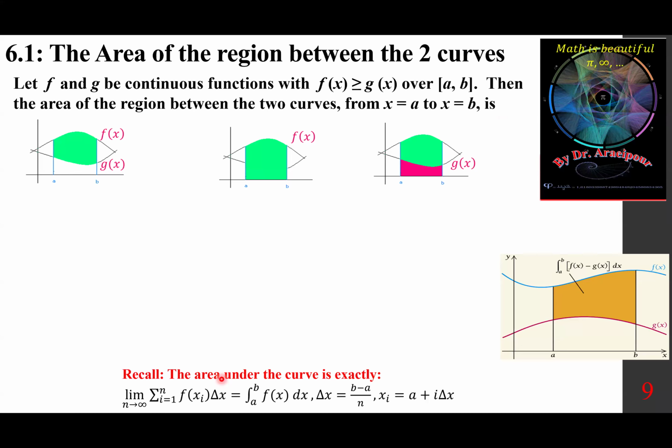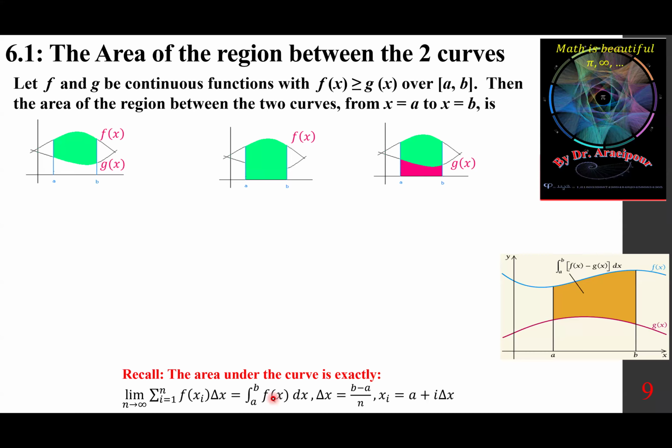I'm not going to remind you that the area, we said, is the summation with the Riemann sum, the limit as n approaches infinity of the summation i going from 1 to n of f of x_i times delta x, or the definite integral from a to b of f of x dx, where delta x is b minus a over n, x_i is a plus i delta x, and we use this definite integral anytime the function is a positive function. It represents the area under the curve.